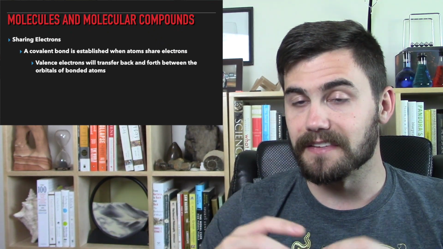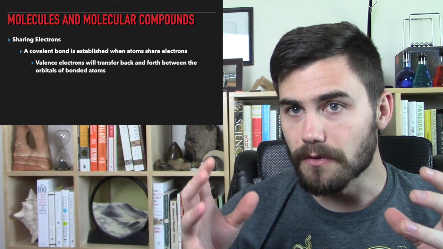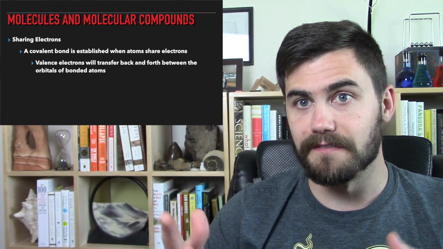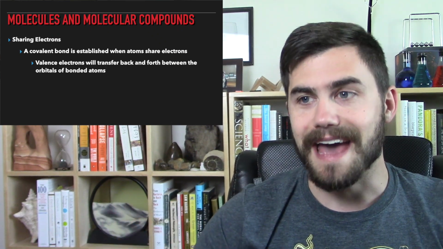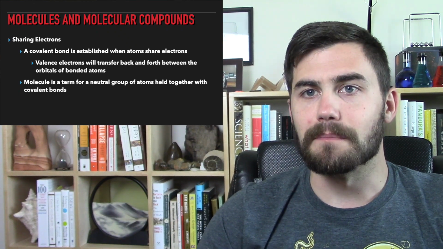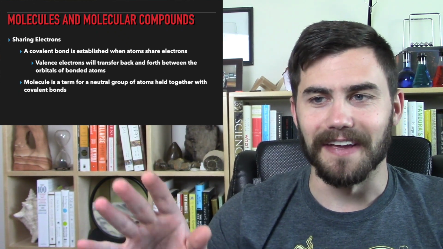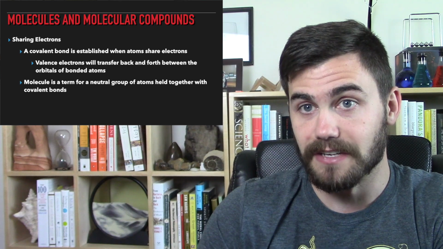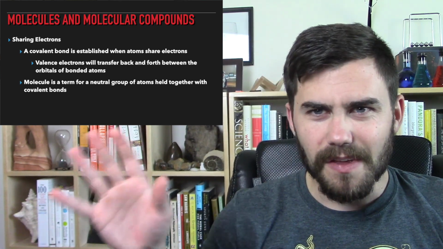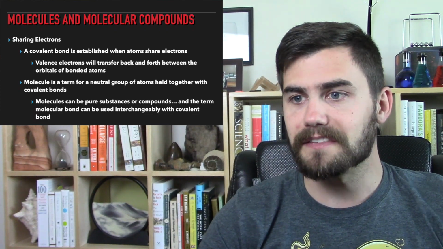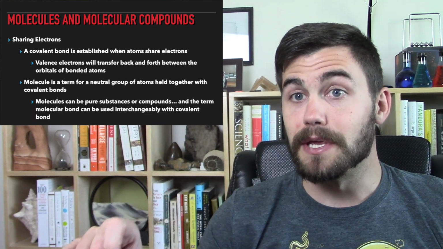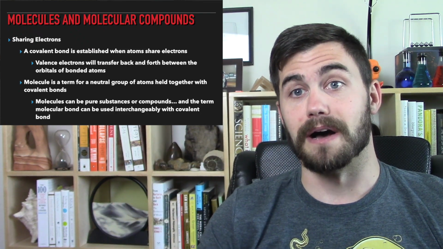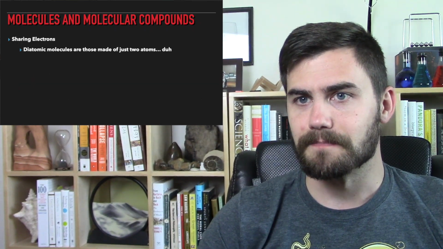In molecules, the electrons that are not paired, those freely available valence electrons, orbit back and forth between orbitals of two or more atoms bonded together. The word molecule can mean different things. One definition is that all molecular compounds are neutral as well, with the same number of total protons and electrons between all the atoms. A compound that is held together with covalent bonds. But molecules can be pure substances as well. And we can also use the terms molecular bond and covalent bond interchangeably.